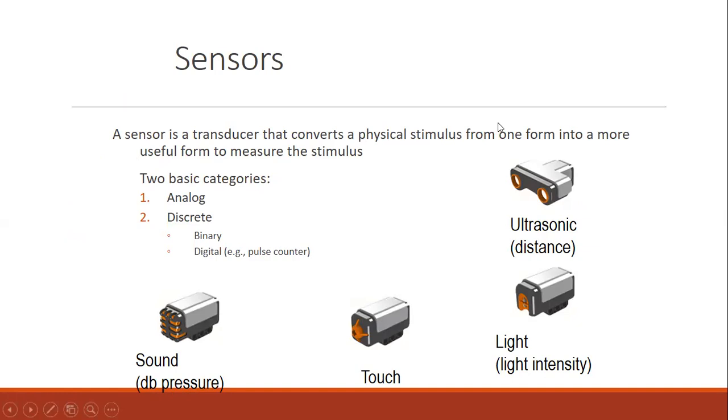Here you can see one more classification of sensors, that is analog and discrete. Again, discrete is divided into two, binary and digital. So in the next video, we will see the detailed function of these sensors and their sensing elements and how they are responding to the physical environment.